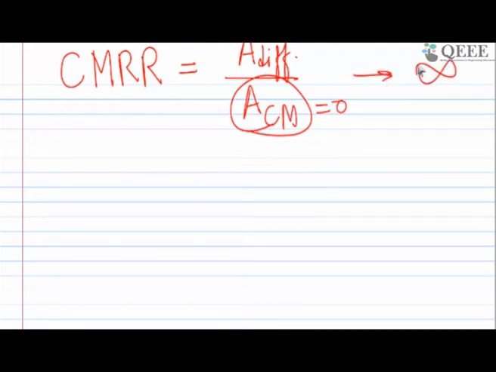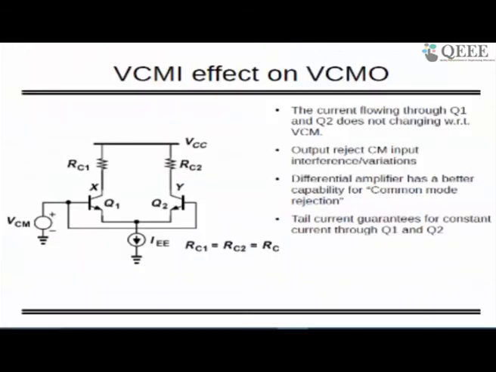This is what we are expecting, and what we have just proved, if you have the differential structure with one assumption: that both balanced blocks are exactly identical. If they are not identical, it's not going to be the same thing. So Q1 and Q2 have to be equal, RC1 and RC2 have to be equal. If you can achieve that, your even harmonics are zero and your common mode rejection is complete. So it's a very good thing.